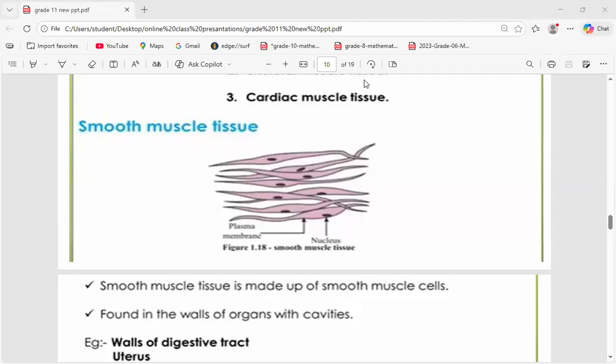Right. Sometimes in the exam they ask for picture identification. So you have to know that. Right. So this is the shape, with sharp corners. So this is the shape of smooth muscle tissue.